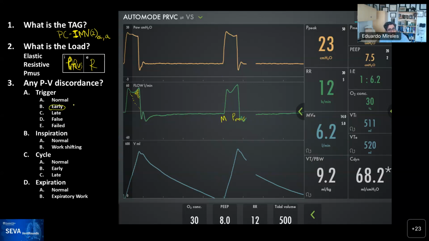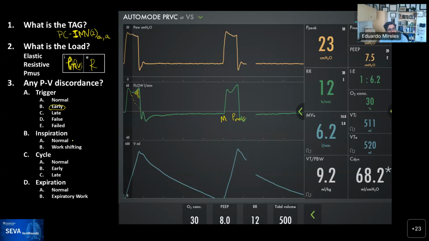We don't see any evidence of normal trigger, no late, false, or failed. And during inspiration, there's an amount of work shifting, which means that the breath is getting larger because the muscles are activating on the patient. But do remember that whenever we see the first discordance, some of these discordances are going to cause others. So in this case, for example, early trigger is causing the presence of work shifting, and it's causing the presence of what we would call early cycle.